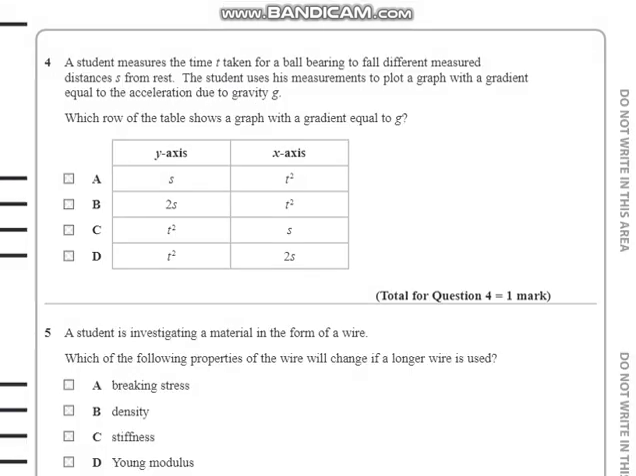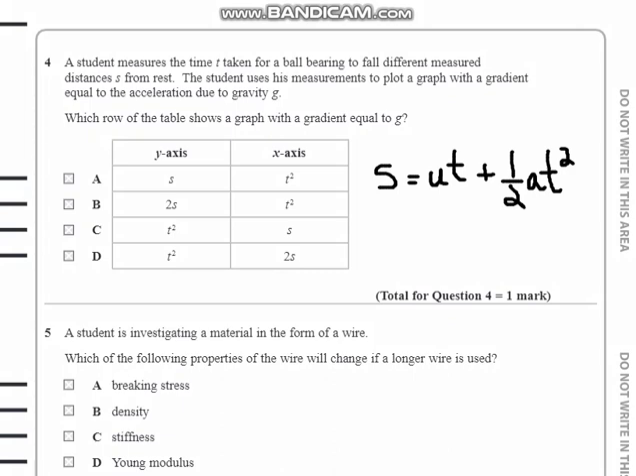So the fourth question is, a student measures the time t taken for a ball bearing to fall different measured distances s from rest. The student uses his measurements to plot a graph with gradient equal to the acceleration due to gravity g. Which row of the table shows a graph with gradient equal to g? They have given us a column of y-axis and x-axis. So what I recommend you guys is to always draw a SUVAT diagram, or write down the SUVAT equations. Always remember, students, that whenever they mention g, s and t, the only SUVAT equation that can be written is s equal to ut plus half at squared.